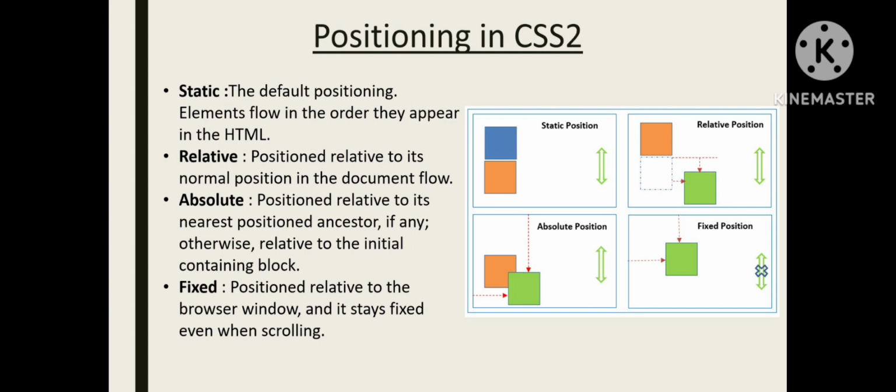Positioning in CSS2. CSS2 introduces various positioning options allowing developers to control the placement of elements on a page, and the following are the major key positioning values. The first one is static, the default positioning. Elements flow in the order they appear in the HTML पेज.